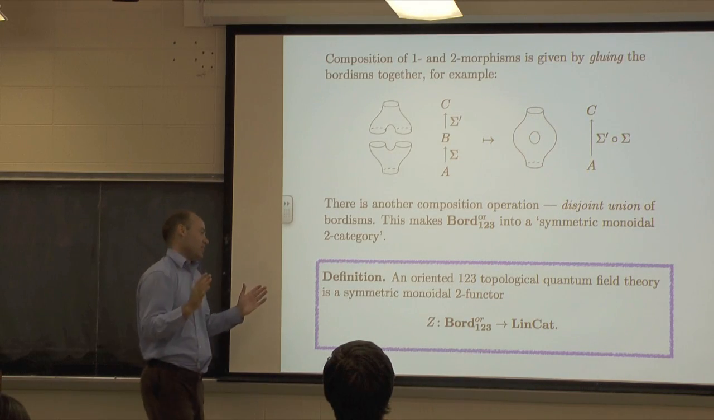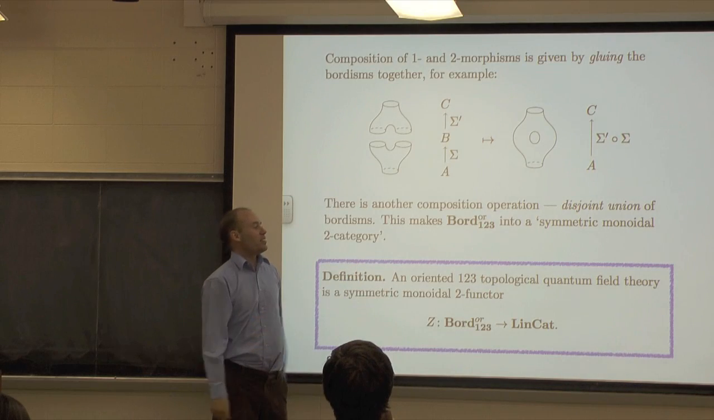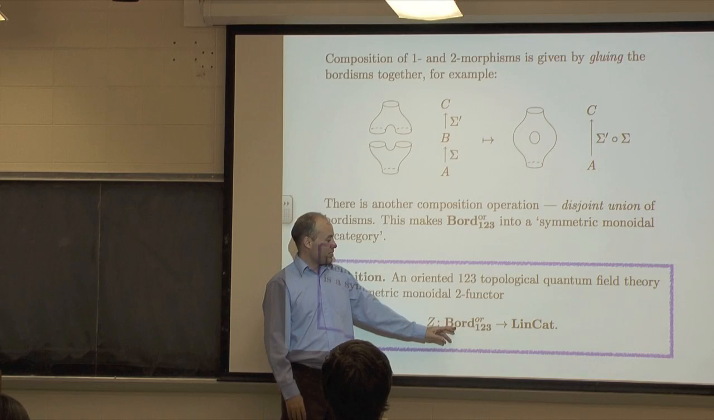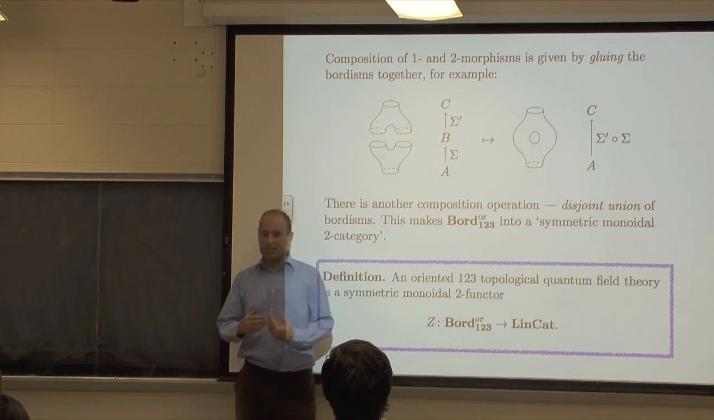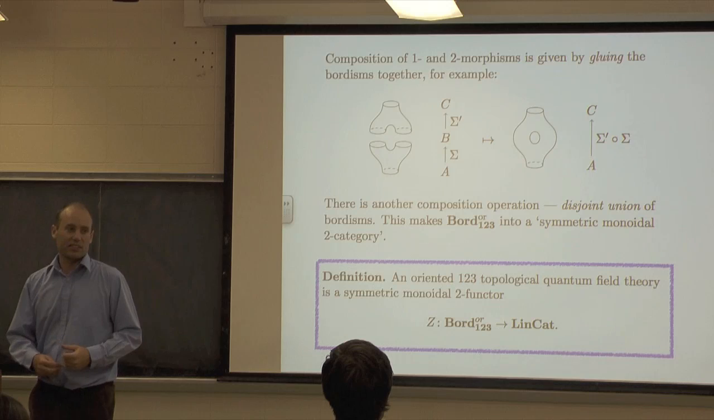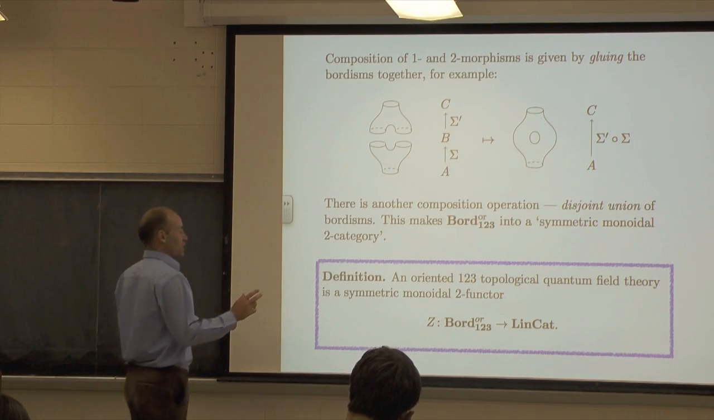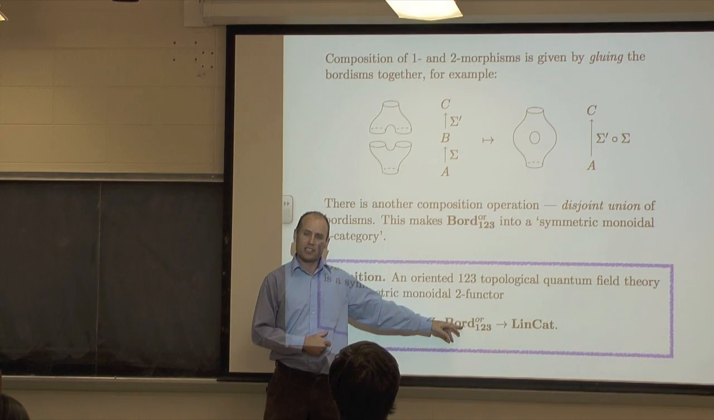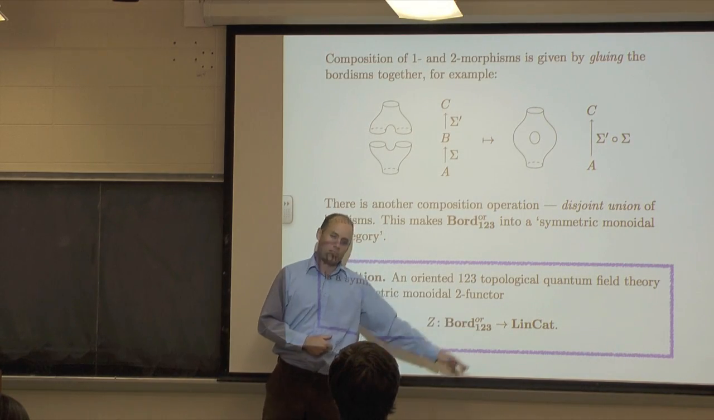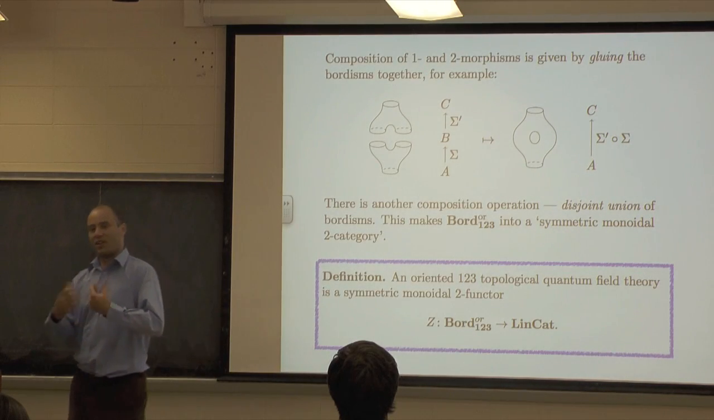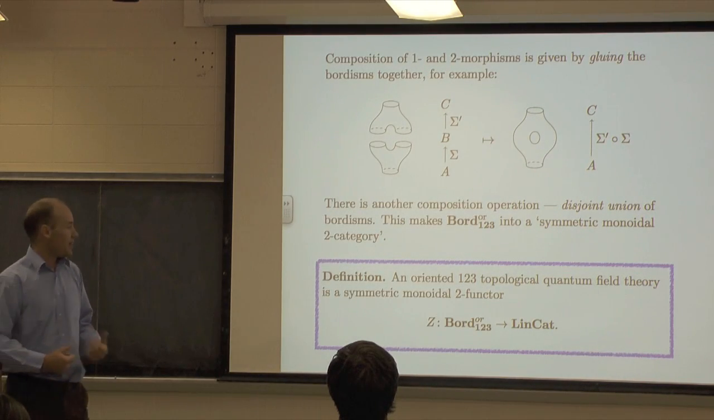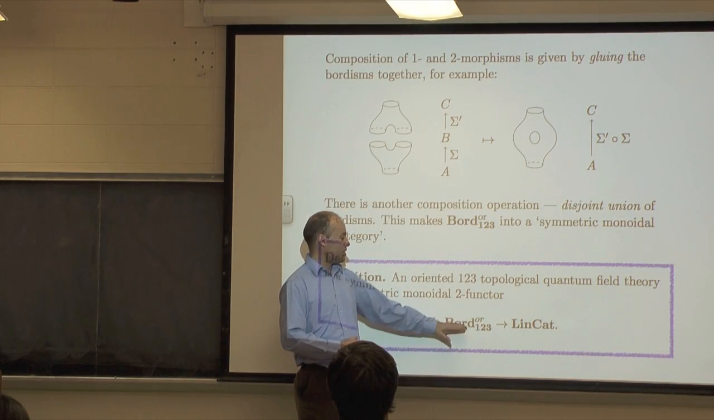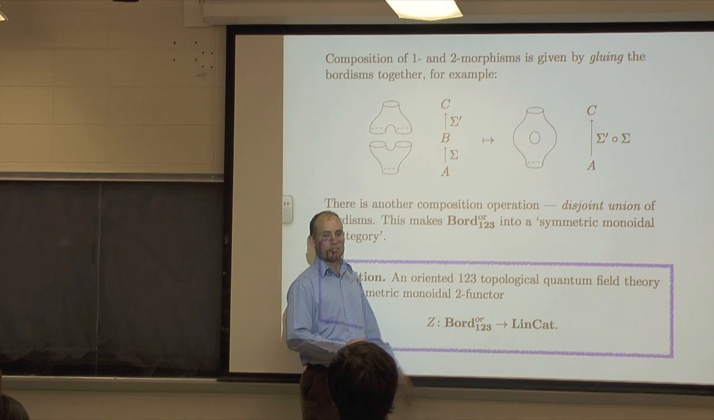So let's define an oriented 1-2-3 topological quantum field theory as a symmetric monoidal 2-functor from this bordism 2-category into the 2-category of linear categories. This is not what you would call an extended TQFT in the sense of Baez and Dolan, because I should go all the way down to points. But that's why I've written 1, 2, 3. My objects are points and closed 1-manifolds. If I did go all the way down, I'd be dealing with 3-categories here, which is kind of tricky. The only reason we do this is because we can at least make this precise.